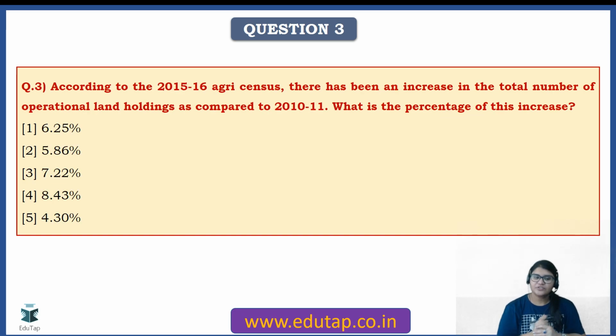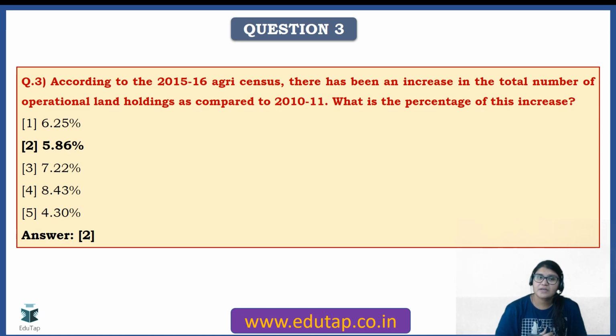Coming to question number 3. According to the 2015-16 Agri Census, there has been an increase in the total number of operational land holdings as compared to 2010-11. Again, here we are talking about the number. So just highlight this fact. What is the percentage of this increase? Very simple. The answer for this particular question, friends, it is 5.86%.